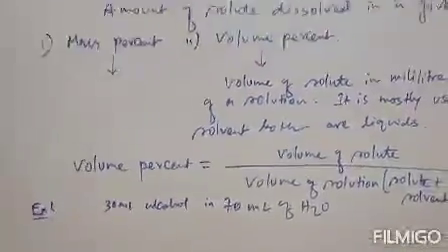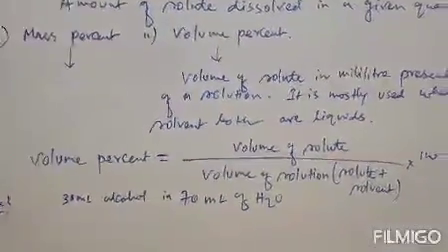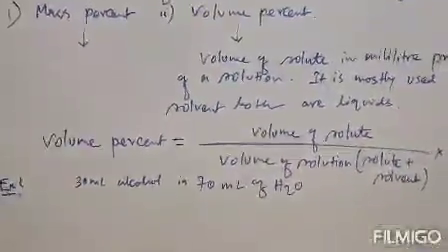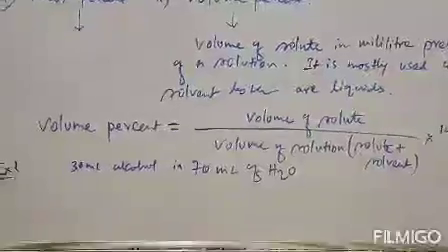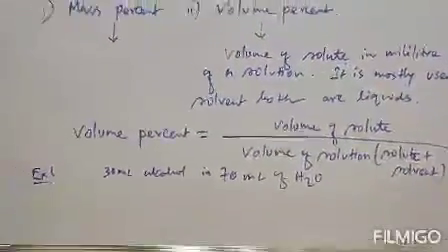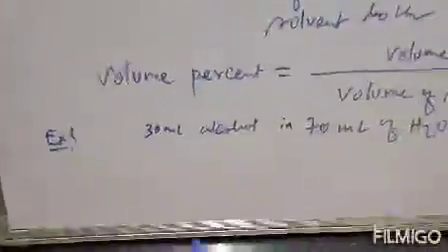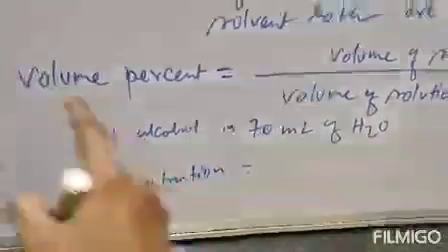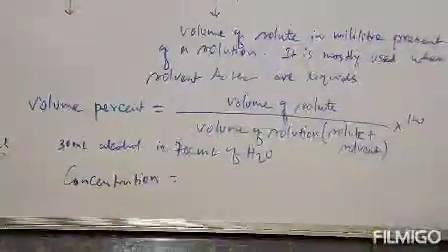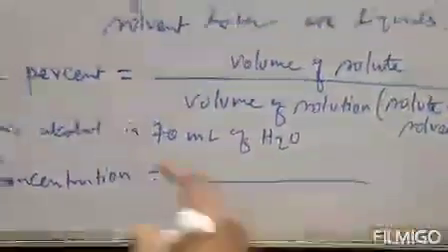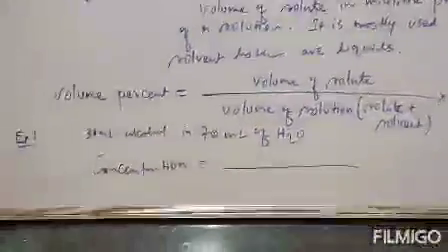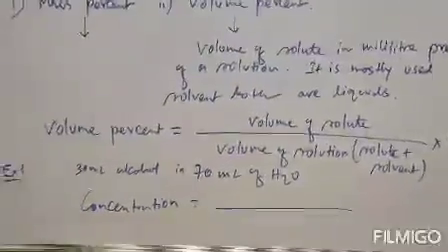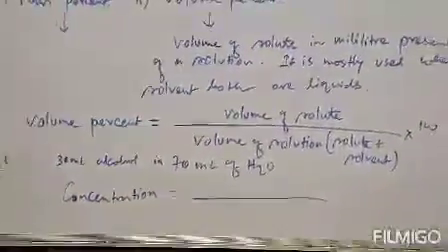Here both of them are liquids, alcohol and water, so we can easily use the volume percent formula to deduce the concentration of the solution. Now the question is, what is the concentration? You are dissolving 30 milliliter of alcohol in 70 milliliter of water. Find out the concentration of solution using the volume percent formula. So here concentration will be the same formula, volume of solute by volume of solution. Alcohol is the solute, because you are dissolving alcohol in water.